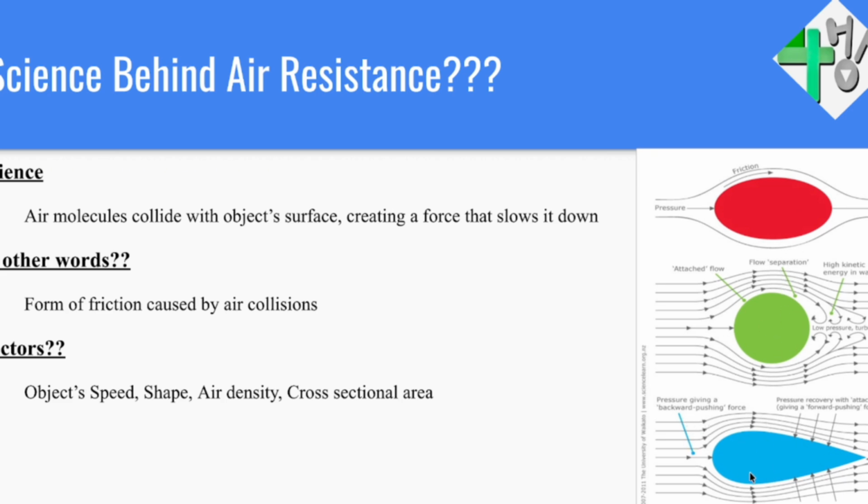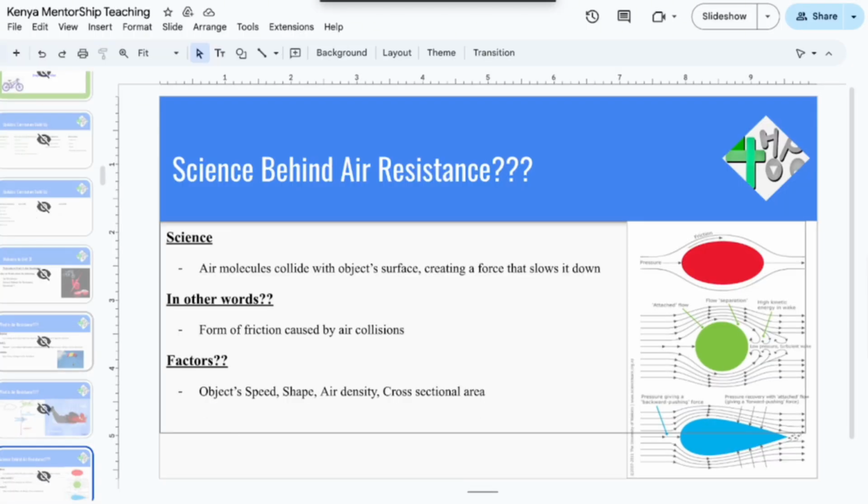We can see a backward pushing force on this object, and a pressure recovery with an attached flow giving a forward pushing force as well. There are a lot of different types of behaviors that can happen with objects. Depending on the material, speed, shape, density, and cross-sectional area, that will give you an idea of how the air molecules are behaving. So that's really cool to understand.